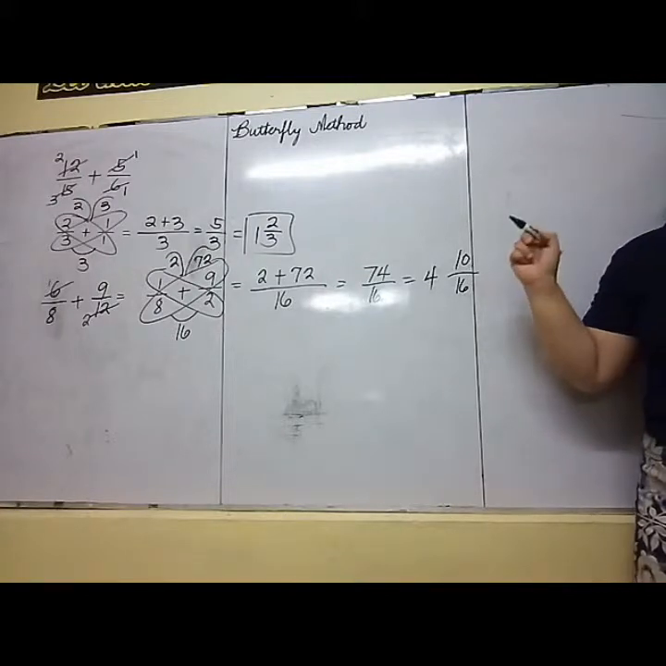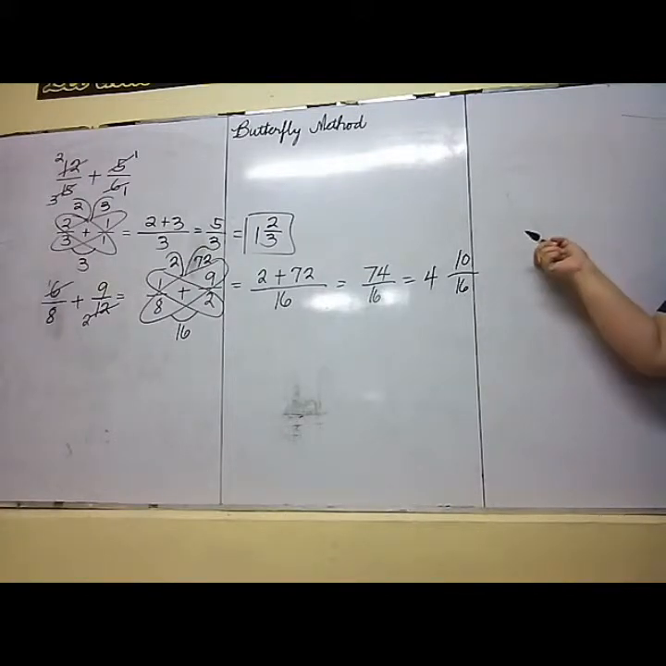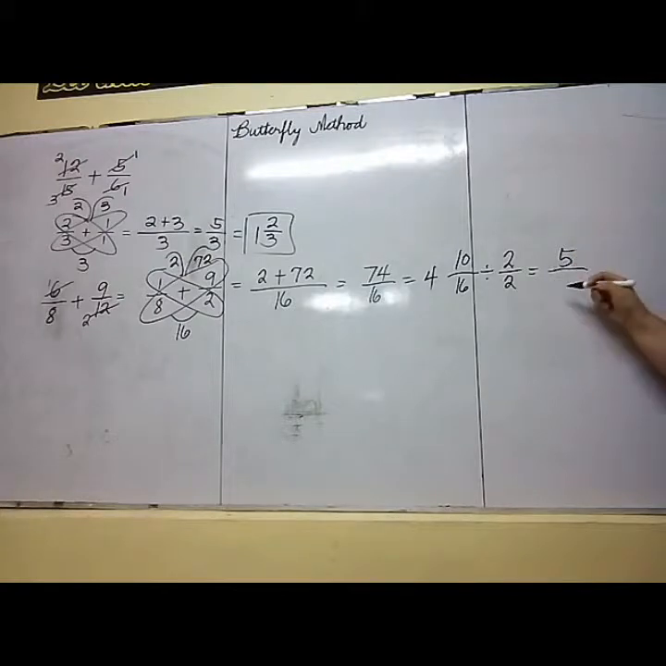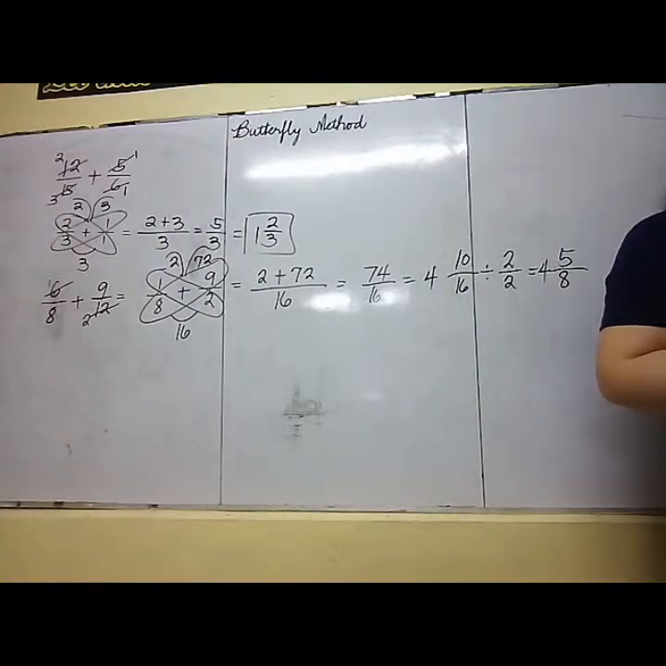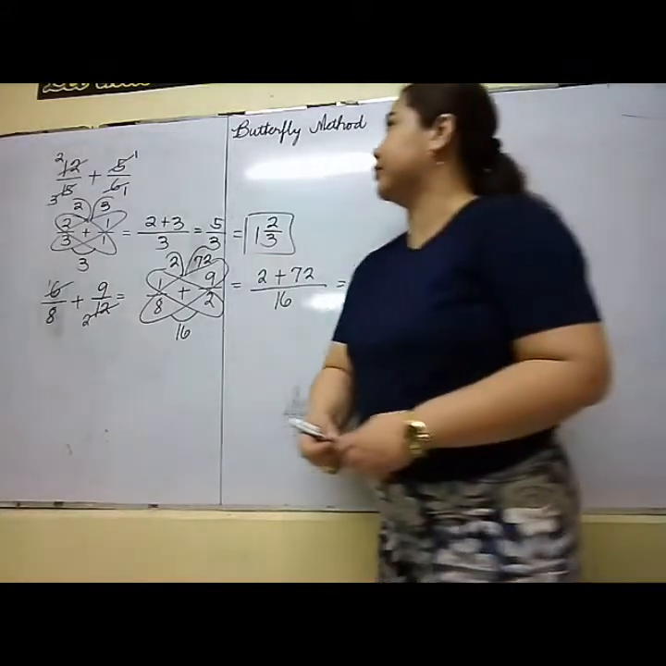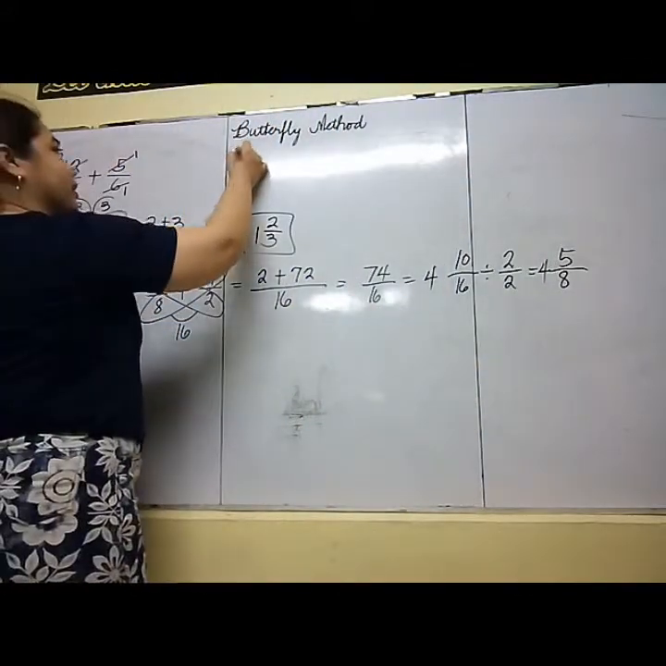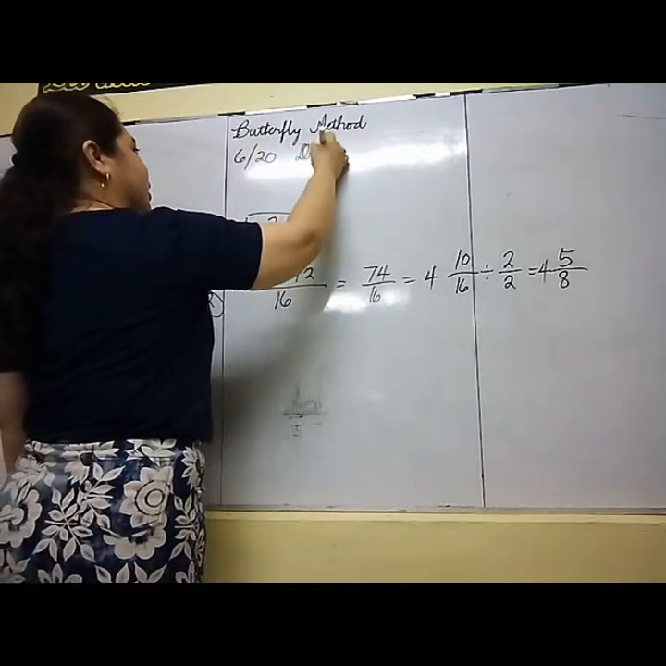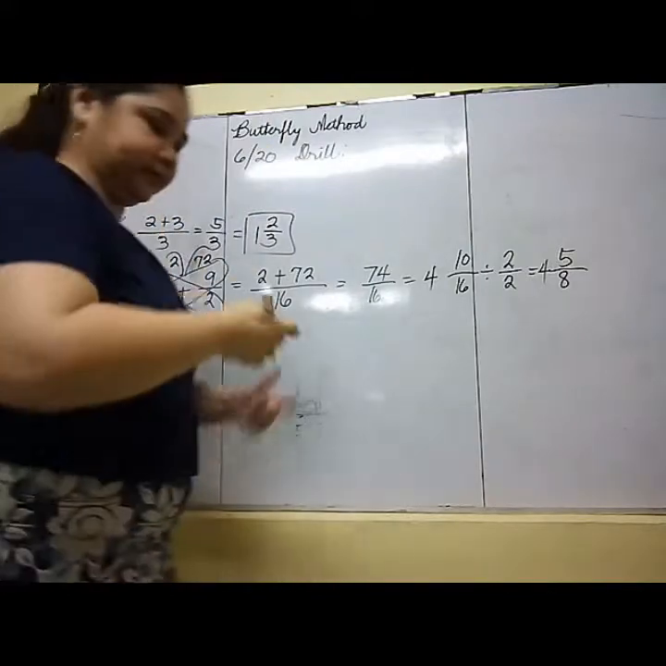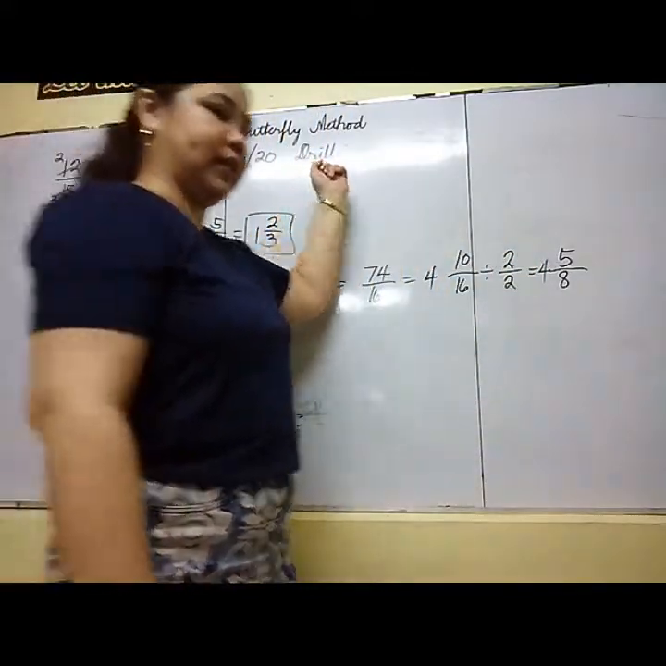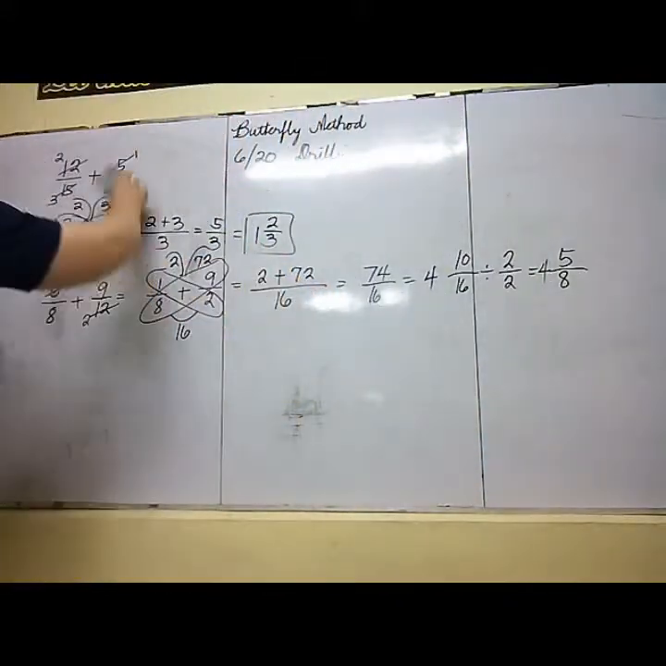This can still be reduced by finding what? GCF. And what is their GCF? 10 and 16? 2. Okay. So 10 divided by 2? 5. 16 divided by 2? 8. So 4 and 5 over 8. Nakuha ba? Okay. Sige. Let's have a drill. Kaya na ba? Yes. So today is 6:20 drill on butterfly method. Don't forget the title of the drill, huh? Get your quiz notebooks.